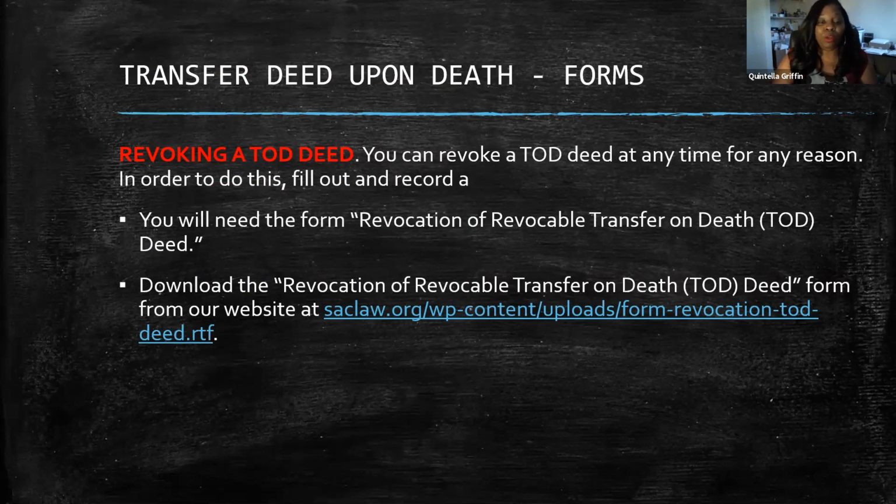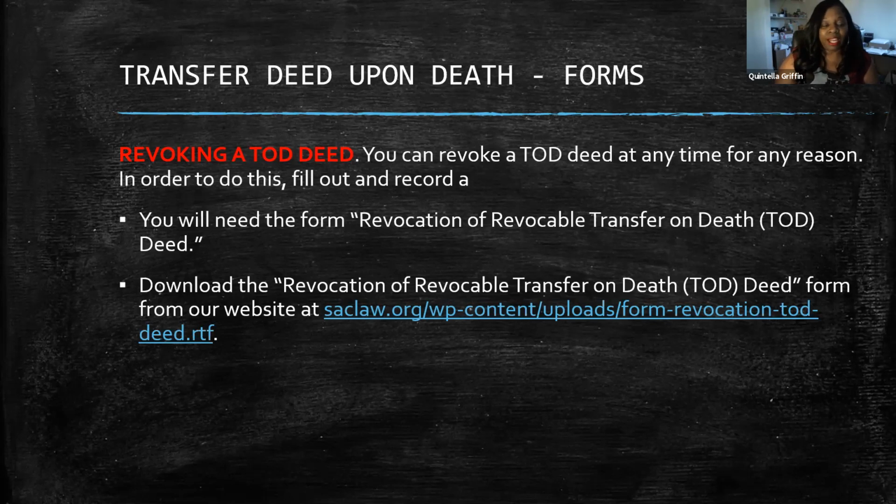You will need the form Revocation of Revocable Transfer on Death, TOD. So the beneficiary is not written in stone. You can change the beneficiary at any given time, revoke that beneficiary, and just do another TOD deed, and then it'll have the new person.